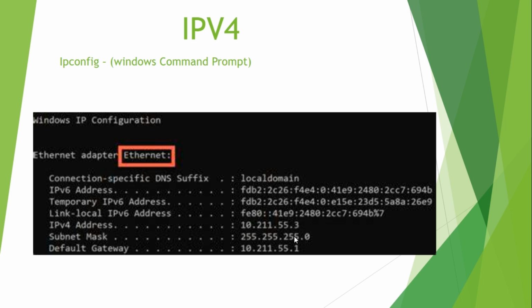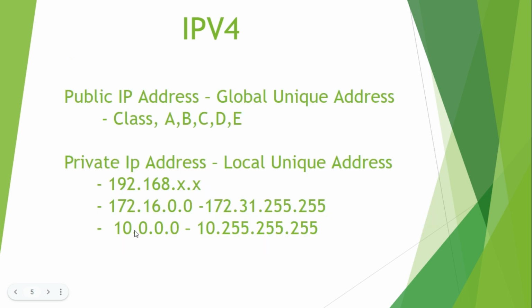So this number scheme is letting you know this is part of the network, this is part of the network, and this is part for the host. As long as you know that the subnet mask is the network divider, I think you should be okay. Let's go on to the next thing.